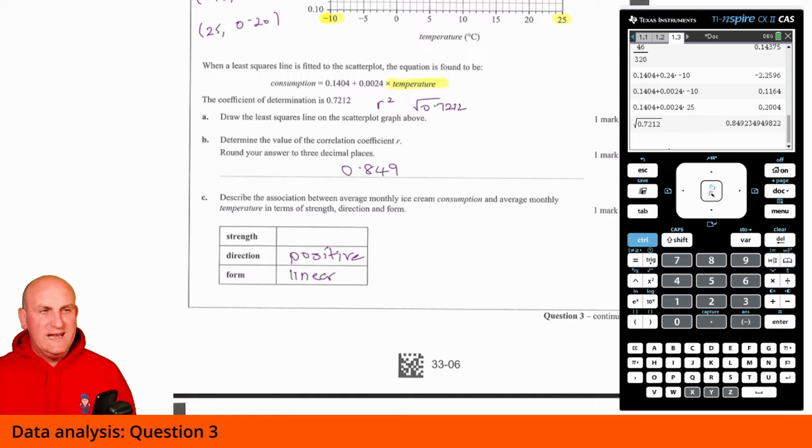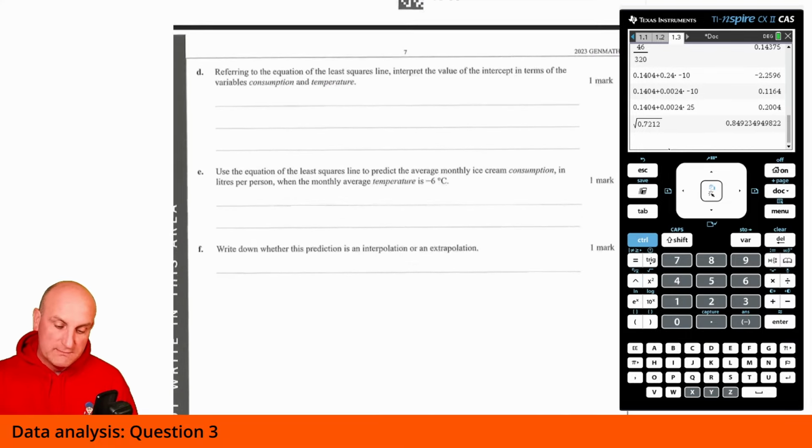Okay, and reading off the Cambridge textbook that I've got in front of me now, between 0.75 and 1 is a strong positive association. So 0.849, let me just check that. Yep, is definitely in there. So I'm going to put the word strong, positive, and linear. Ooh, thank you very much. Right, let's keep going. There's more to this question.